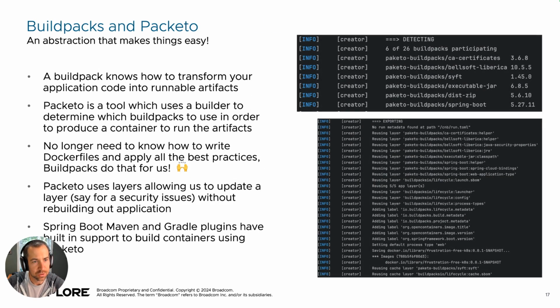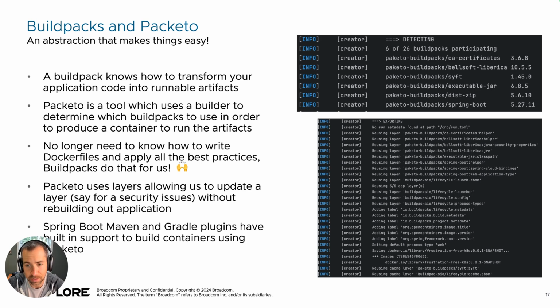And luckily, we have a solution to that. And that's by using things like buildpacks and Paketo. So buildpacks know how to transform your application code into runnable artifacts. Basically they can take the code that you have and get something useful out of it. And Paketo uses a builder to determine which buildpacks to use in order to make those artifacts. So Paketo says, okay, I'm going to look at this application code. Oh, it's a Spring Boot application. I need these 6 buildpacks generally to build an executable jar file that's going to run in a container. And Paketo and buildpacks then take care of implementing all the best practices as far as creating that container. So we don't have to worry about it.